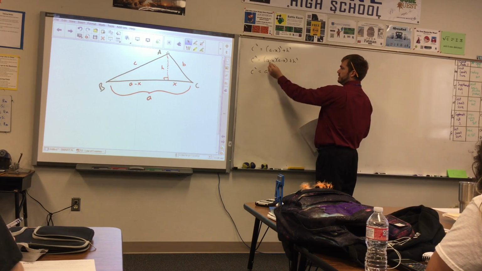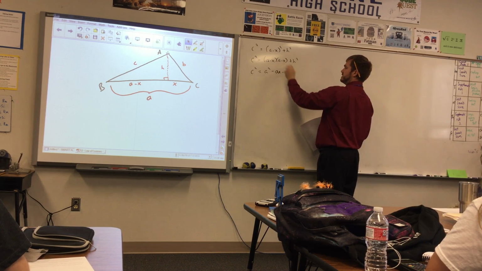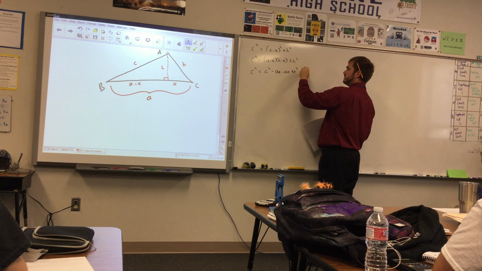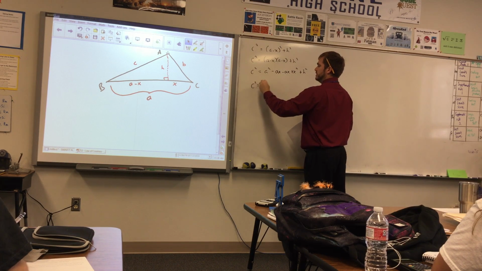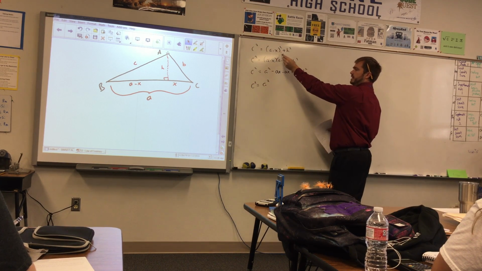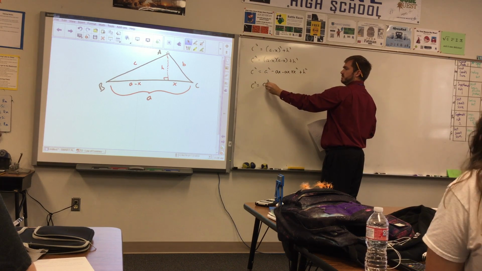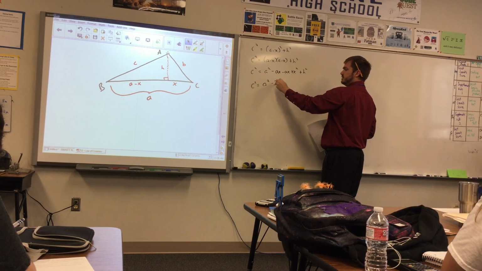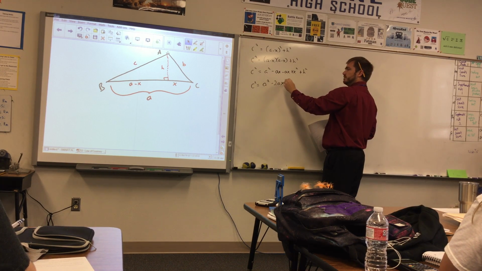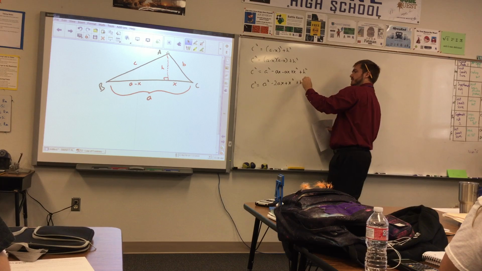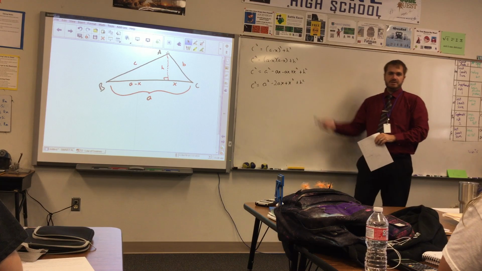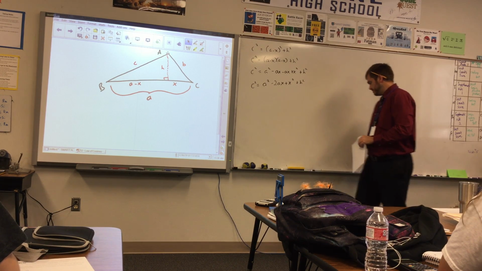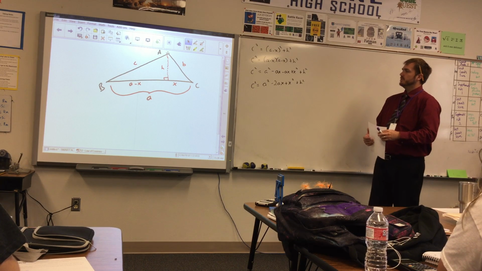So this would be a times a, which is a squared, a times negative x, which is negative ax, negative x times a, which is negative ax, negative x times x, which is x squared. And I don't know why I'm writing this, because y'all are honors pre-calculus, and you should know that if you have a minus b quantity squared, that's a squared minus 2ab plus b squared. Y'all remember that? A minus b quantity squared is a squared minus 2ab plus b squared.